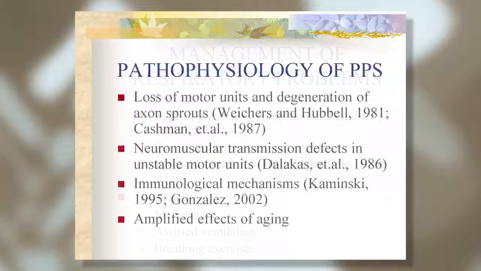The pathophysiology of post-polio syndrome includes loss of motor units and degeneration of axon sprouts. That was shown by Weikers and Hubble in '81, confirmed by Cashman's group in '87. There also is evidence that there may be neuromuscular transmission defects in some of the unstable motor units, and that there may be immunologic mechanisms at play. We also know that the process of aging is amplified in a polio survivor because of the lack of reserve in muscle tissue.